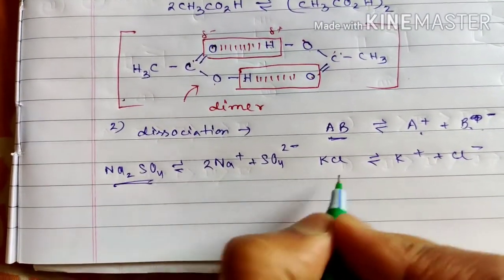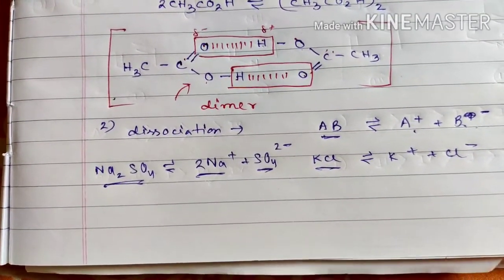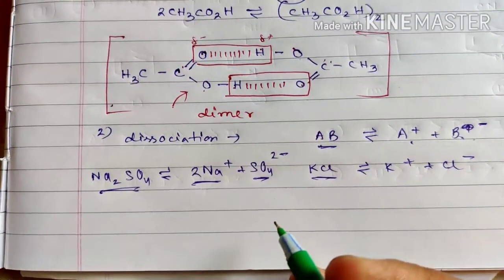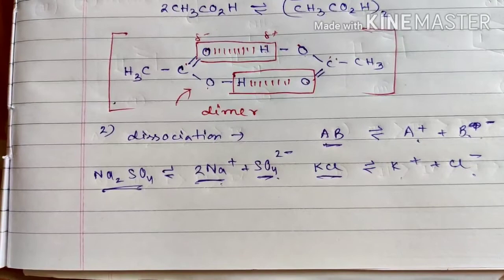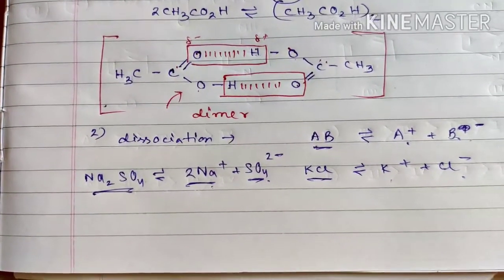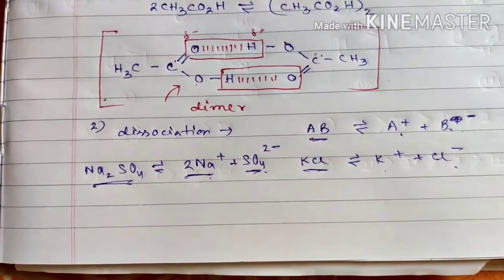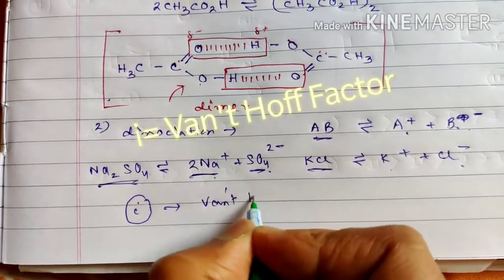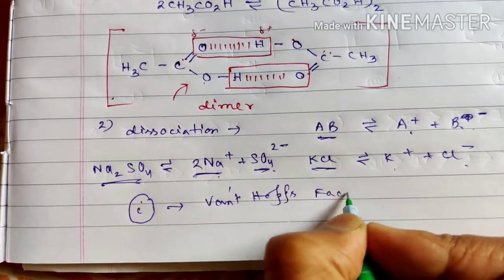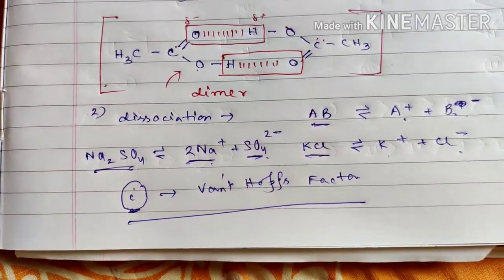What does it mean? Depending on the electrolyte, the number of particles that will be generated will be different. So as we know, the colligative property depends on the number of particles. If the number of particles changes, as we have seen in case of dissociation, obviously the value will change. So that is why, in 1886, Van 't Hoff introduced a new factor called i, which is called the Van 't Hoff's factor. Let us see how this i factor will change all the formulas that we know in colligative properties.